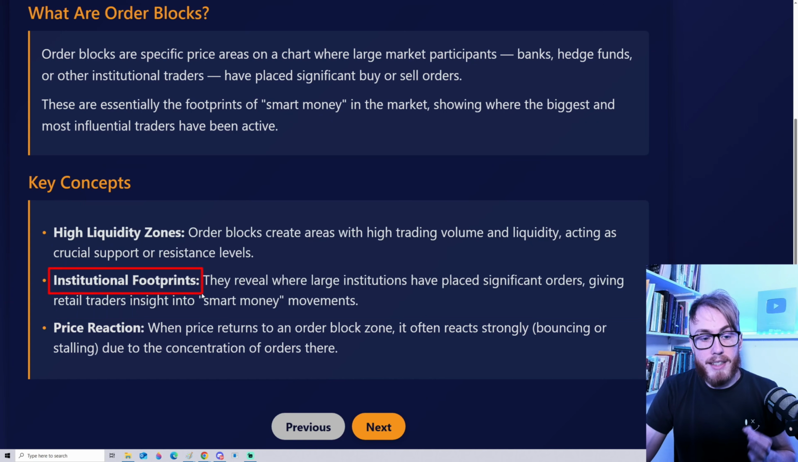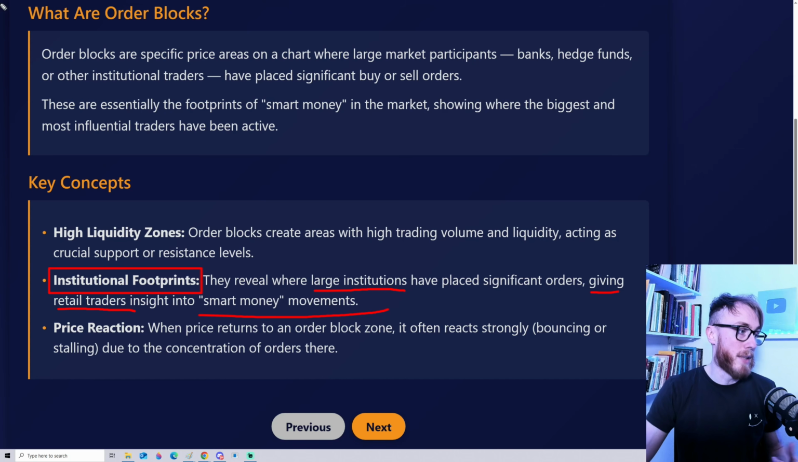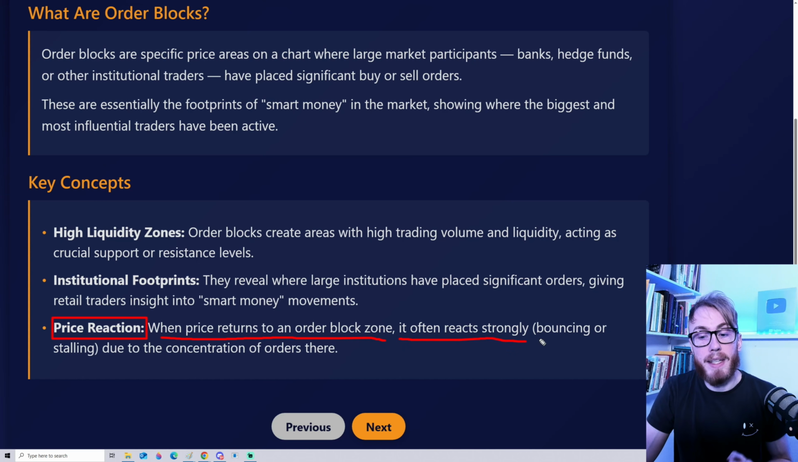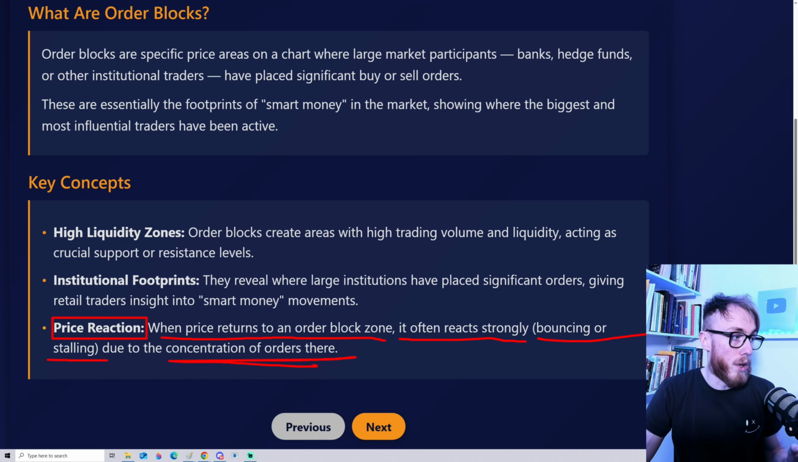The next key concept here is institutional footprints, because order blocks basically reveal where large institutions have placed significant orders, giving retail traders like me and you insights into the smart money movements. This is very key. Last but not least, price reaction. And this is a concept that you need to have in mind throughout the rest of the video. When the price returns to an order block zone, it can often react strongly, meaning bouncing or stalling due to the concentration of orders there.